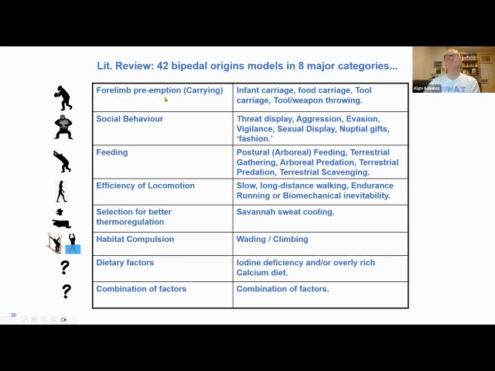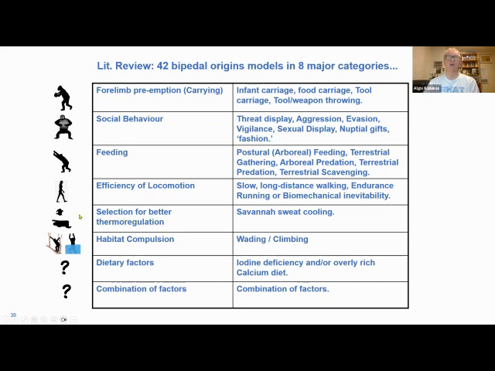You know, carrying, which just means provisioning, social behavior like the gorilla, postural display, kind of banging the chest, threat displays, penile displays, all that kind of stuff. Feeding, I've already talked about that, Kevin Hunt and his postural feeding hypothesis. The efficiency, people think that we just started moving bipedally because it was more efficient than quadrupedal.